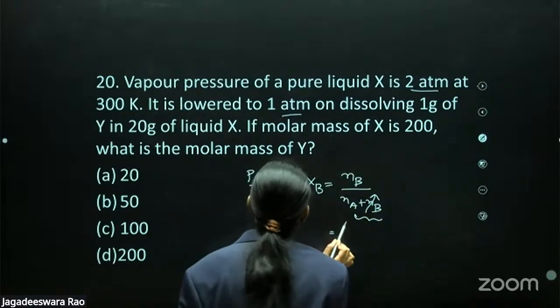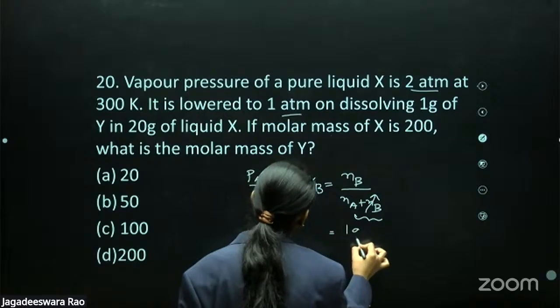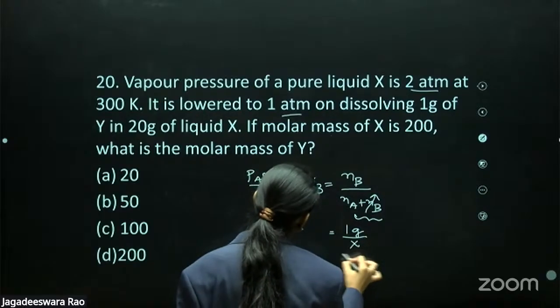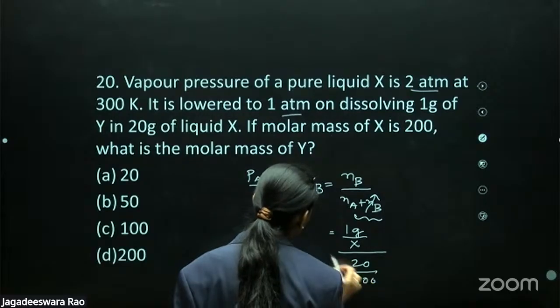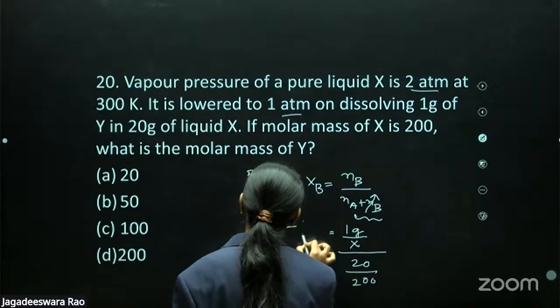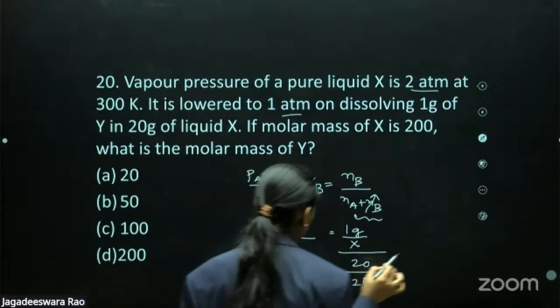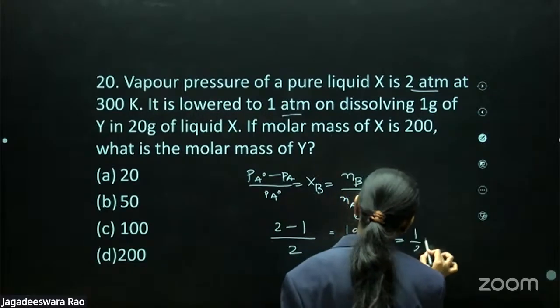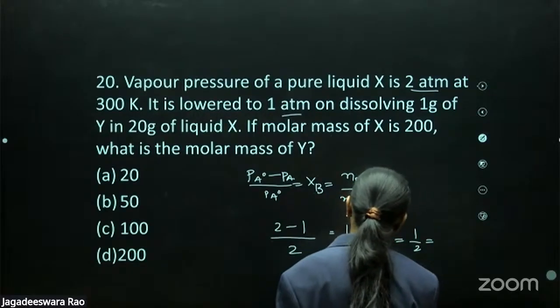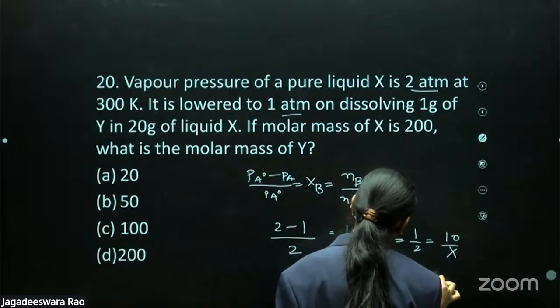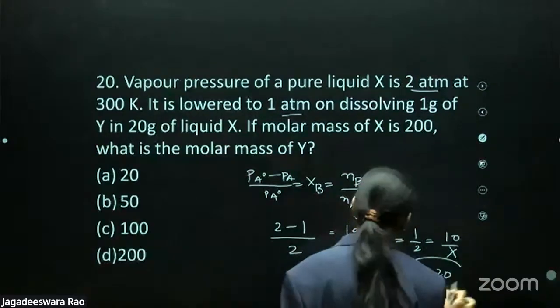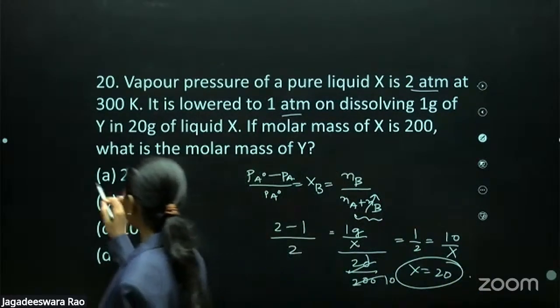So NB, moles of B, is 1 gram divided by the unknown mass x, divided by 20 gram by 200, equals, initially it was 2 minus 1 by 2, which is 2 minus 1 is 1 by 2, which equals 1s are, 10s are, which equals 10 by x. Then x is equal to 20. X is equal to 20.